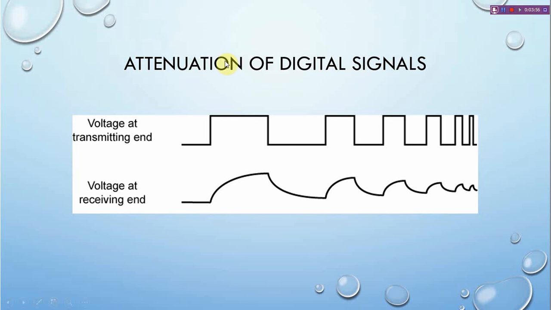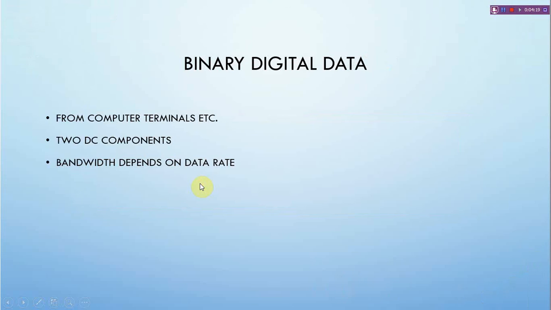Attenuation of a digital signal means the signal becomes weak while traveling. At the transmitting end, at the sender side, the digital signal is like this, and at the receiving end the voltage is attenuated and the signal becomes like this. So a digital signal is always attenuated.